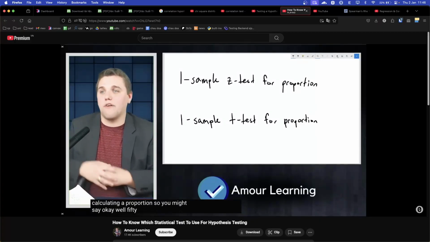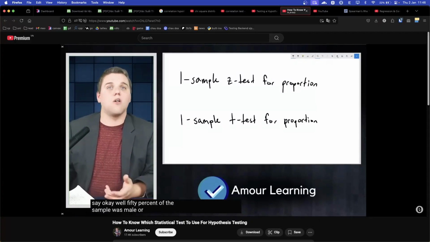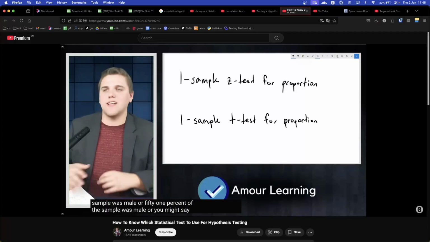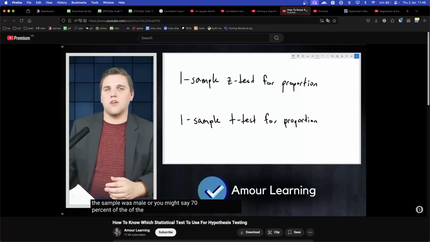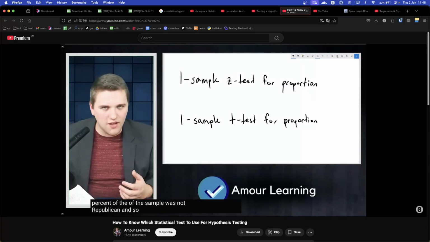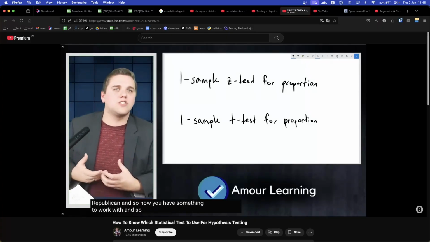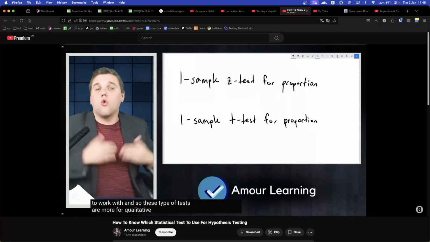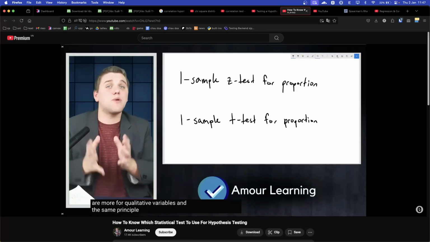So you might say, okay, well, 50% of the sample was male, or 51% of the sample was male, or you might say 70% of the sample was not Republican. And so now you have something to work with. And so these type of tests are more for qualitative variables. And the same principle applies.